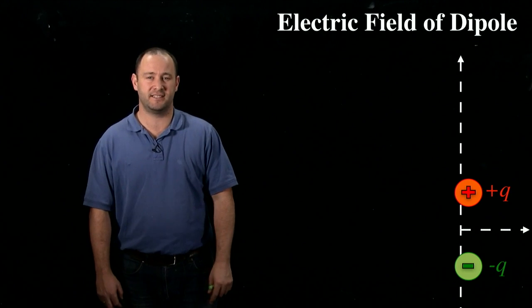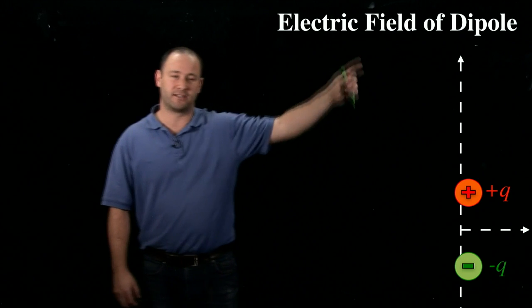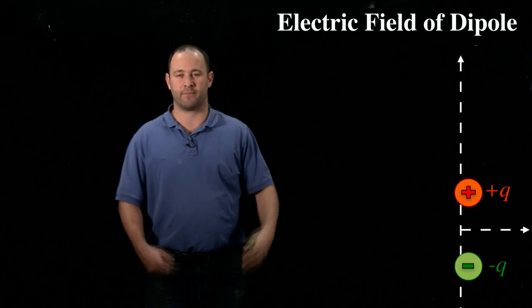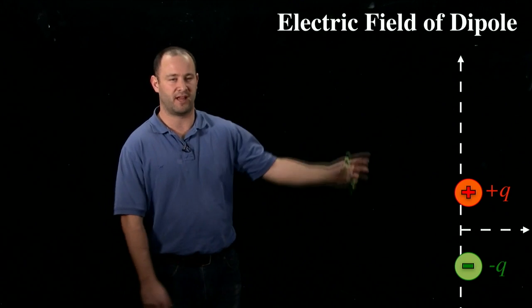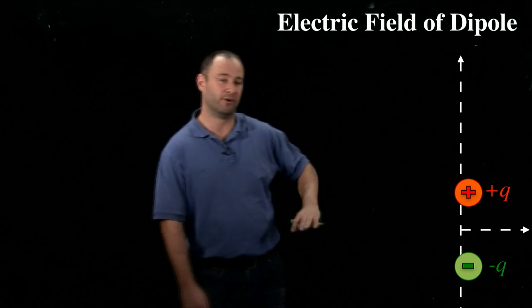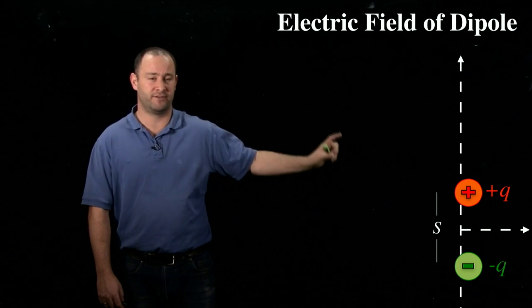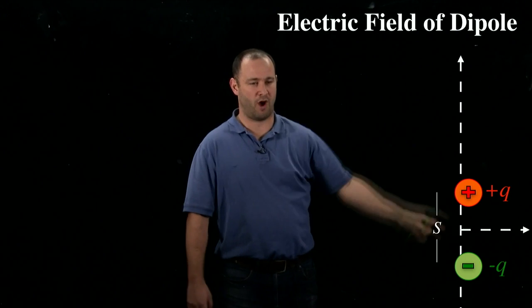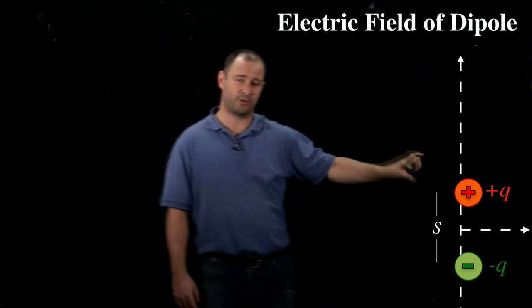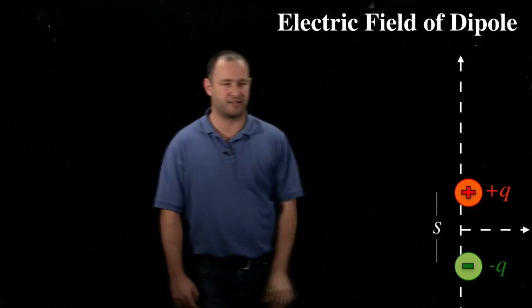Let's give it an axis. What we're going to do is calculate the value of the field along this y-axis, and then I'll leave it as an exercise for you to calculate the value anywhere else in the space, in particular along this x-axis. So we need the distance between these two charges. Let's call that little s.